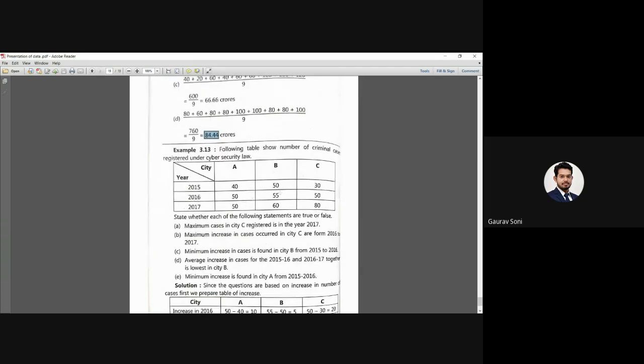This last one. The following table shows the number of criminal cases registered under the cyber security law. The year is given and cities A, B, C are studied. In city A in the year 2015, there were 40 cyber security cases. In B, there were 50, and so on. Accordingly, the data is put down in the table. So maximum cases in city C registered in the year 2017. In 2017, city C, there were 80 cases, right?